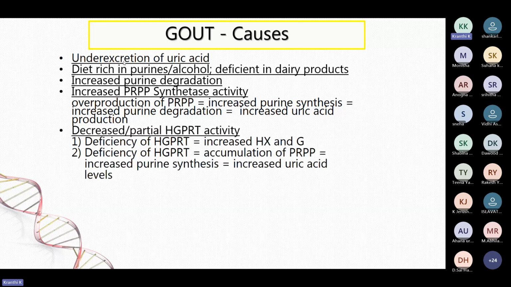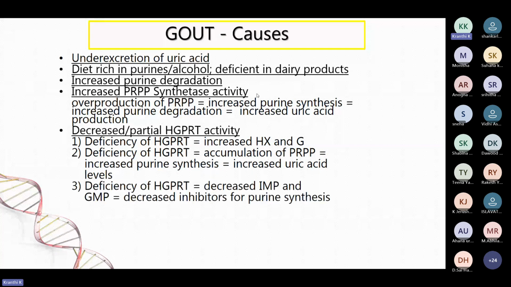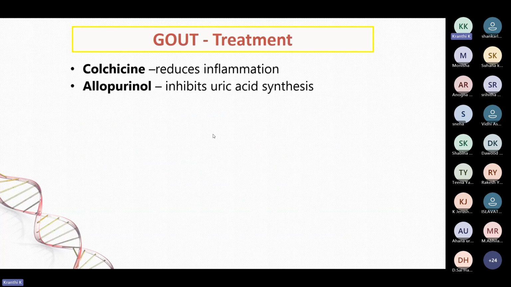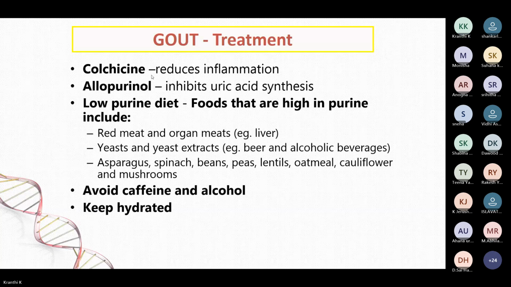Then gout causes: under-excretion of uric acid leads to accumulation of uric acid in the blood. Then a diet rich in purine, alcohol, deficiency in dietary products, I mean dairy products. Then increased purine degradation, increased PRPP synthesis activity. Okay, then decreased or partial HGPRT activity. So these all lead to gout only. Then what is the treatment? Colchicine reduces the inflammation. Then allopurinol, it's very good. Okay, it will inhibit the uric acid. So whoever is suffering from this uric acid gout is usually treated with allopurinol. It's a famous medicine, and everyone knows this one.